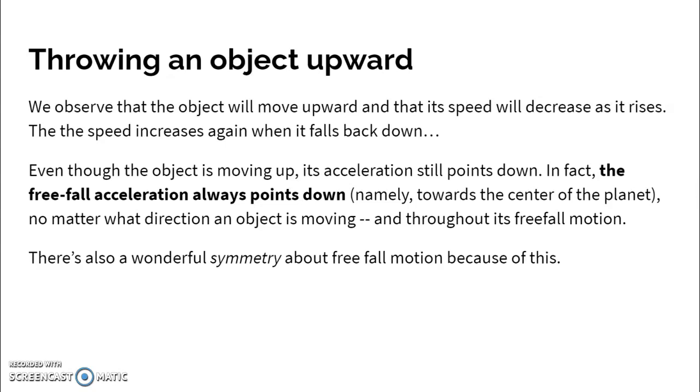It takes some amount of time to reach the peak height where it has 0 speed. It then falls back down. It takes the same amount of time to fall back down to reach the hand, assuming the hand hasn't moved. And then it reaches that same speed it left the hand with, right? So really we have this really nice symmetry because the acceleration is constant, and the symmetry we're going to use to our advantage in problem solving.